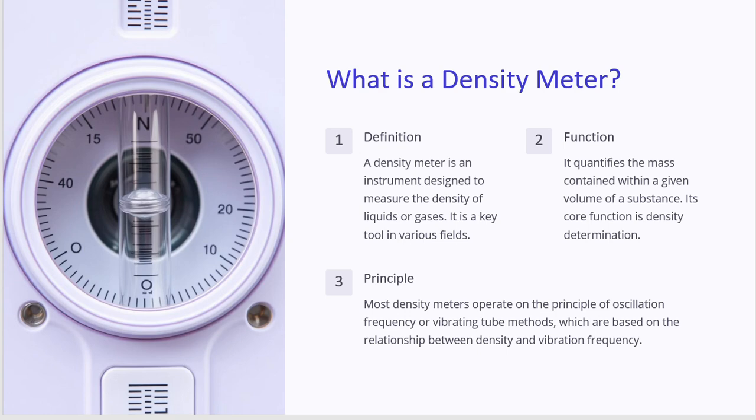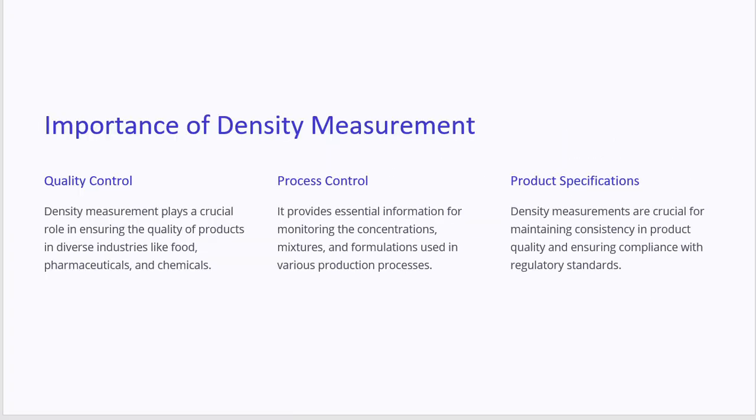Right now I have told you about the definition of a density meter. Here in the presentation it is also written that a density meter is an instrument designed to measure the density of a liquid or gas. As for the principle, most density meters operate on the principle of oscillation frequency or the vibrating tube method. Now, in the next slide, I will discuss the importance of density meters.